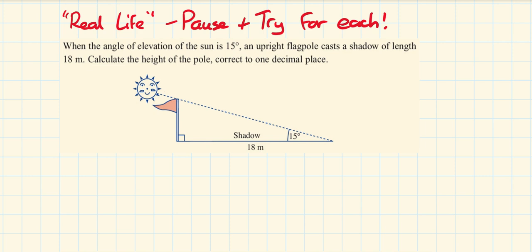You just turn it into a triangle. You've got a triangle to solve. Don't worry about the sun and the pole. You've got 18, you've got 15, and you've got the pole. We'll call it P for pole. I'll not call it H because that confuses things with hypotenuse.